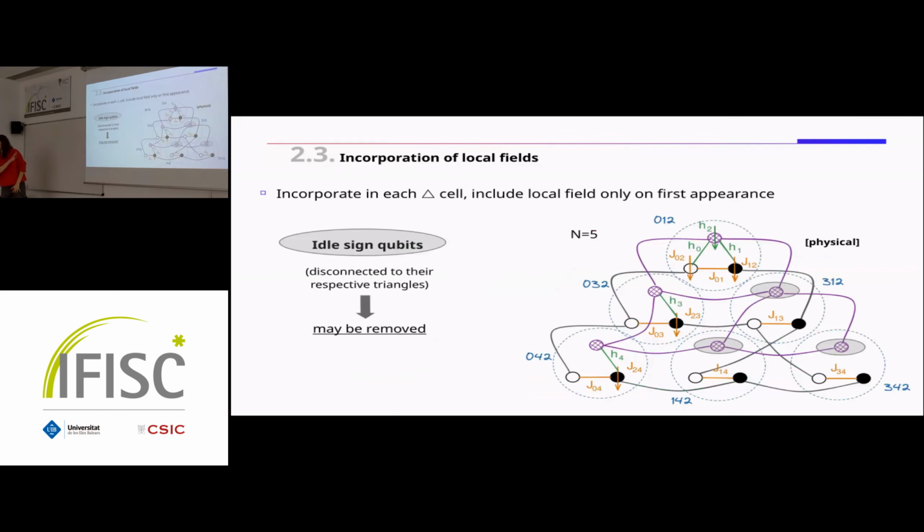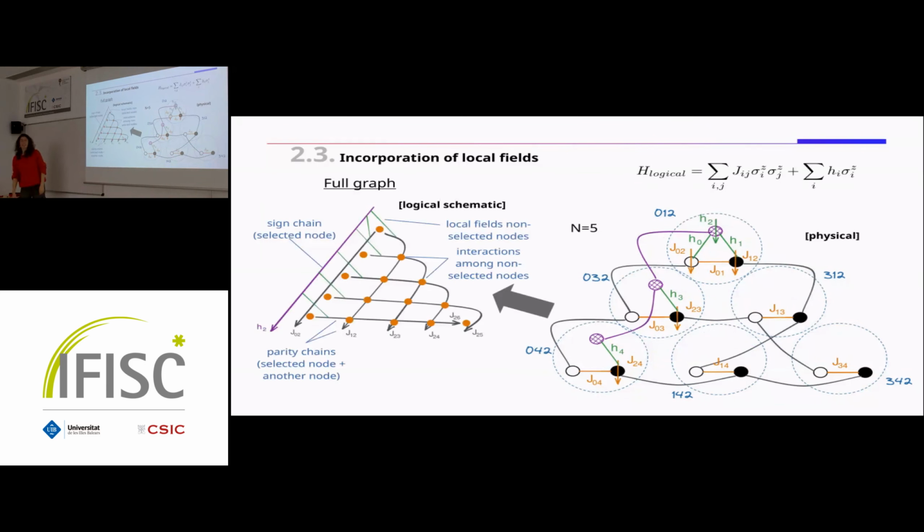We do everything exactly the same. In order to include this in the graph, we include the additional sign qubits, and by following this rule of including the local fields in the first triangle where they appear, we realize that a bunch of sign qubits are left completely disconnected from their own triangular cells. So we can just get rid of them. Then it turns out that we just added an additional chain, which, surprise, surprise, represents the orientation of the selected node. Now we have the orientation of the selected node and the parity of the rest of the nodes with respect to this selected node. We have the full information about our problem. This is what I explained before about what this change of variables has done.